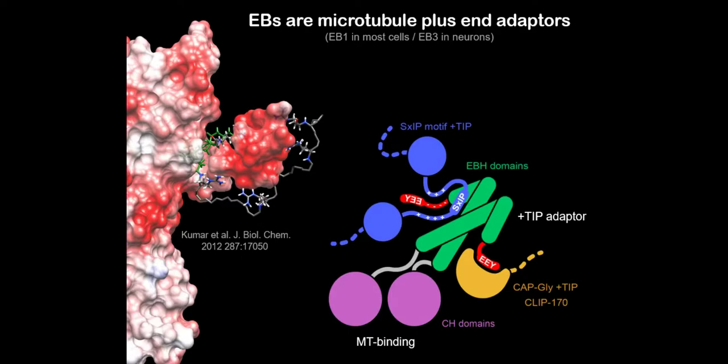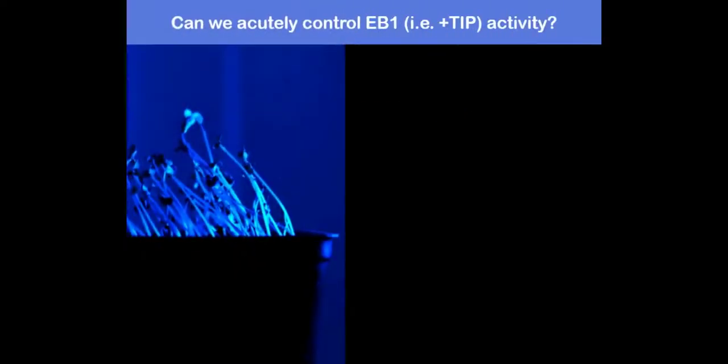There are about 40 such so-called plus-tips in mammalian cells with diverse and often poorly characterized functions that are recruited to growing microtubule ends through interactions with EB1. Because in cells, microtubules grow on the order of 20 micrometers per minute, we wanted to develop an optogenetic tool to control plus-tip protein networks at growing microtubule ends with high spatial and temporal accuracy.